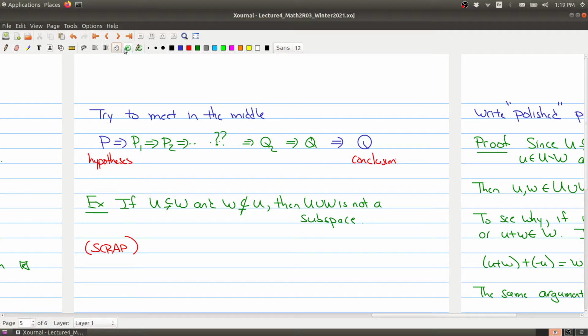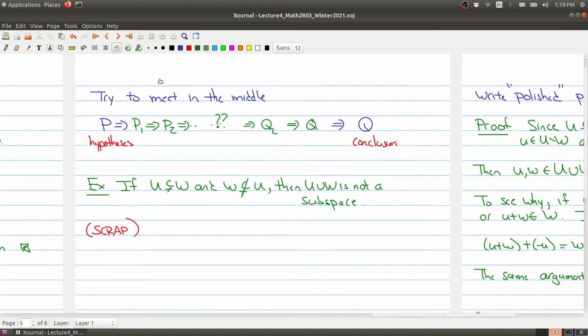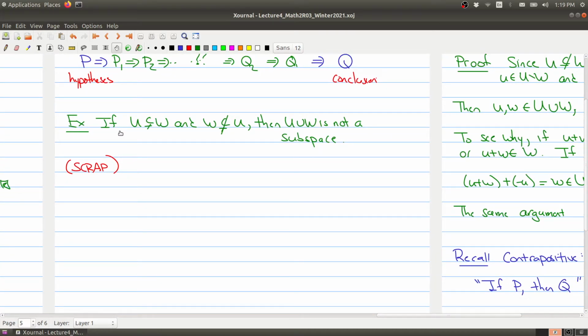I want to illustrate this using a linear algebra example. Here, I forgot some hypotheses. Let's say I have two subspaces, U and W, and I know that U is not contained in W, and W is not contained in U. What I want to show is that the union of those two is not a subspace. Pictorially, I have two subspaces, U and W, neither contained in the other, so if I take the union of this, it's not going to be a subspace.